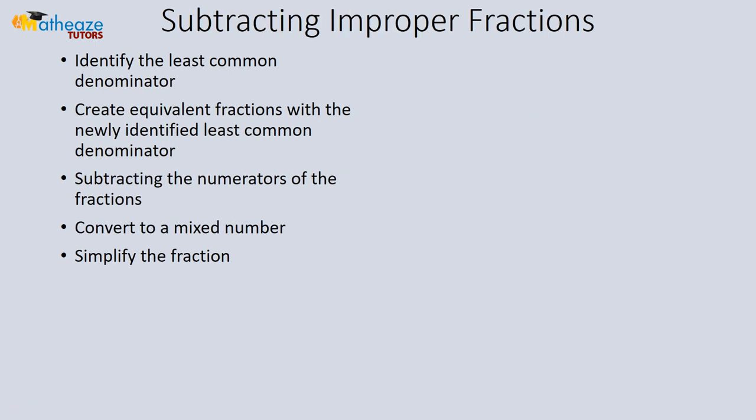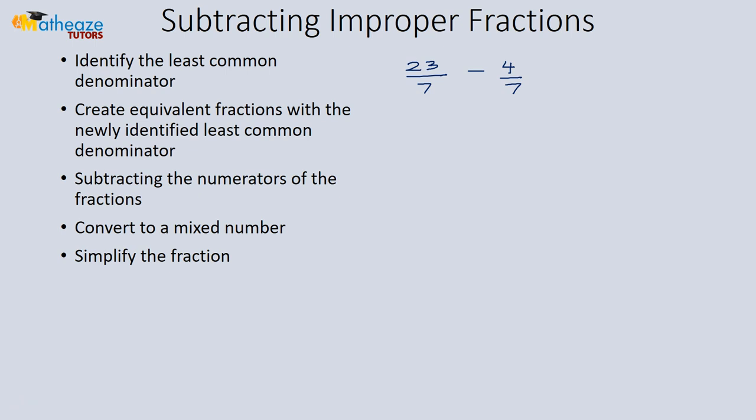Now, let's move on to improper fractions. Now, let's take a look at subtracting improper fractions. So, here's an improper fraction. We will start with improper fractions with like denominators. So, let's do this. 23 over 7 minus 4 over 7. So let's do that first.